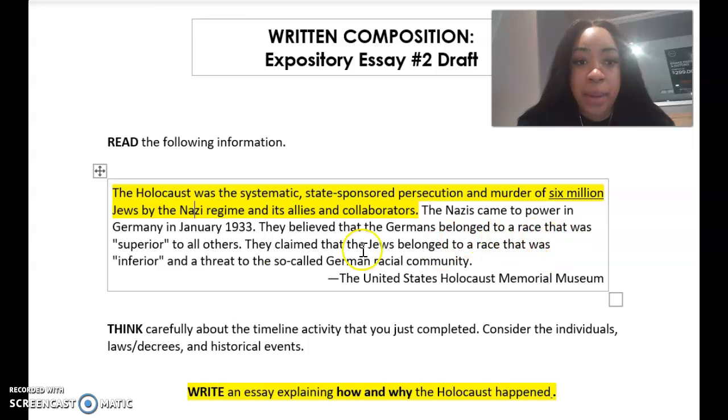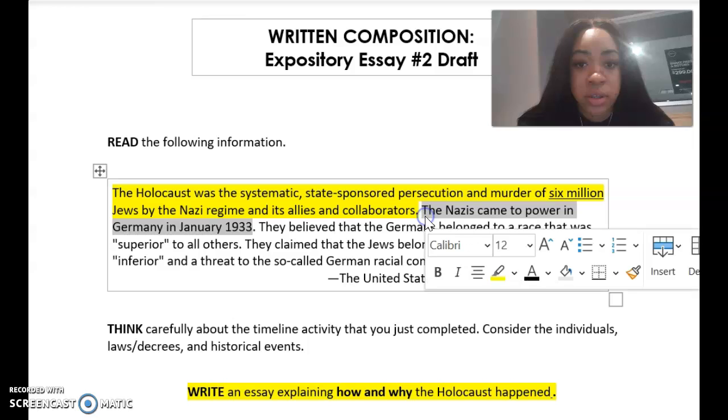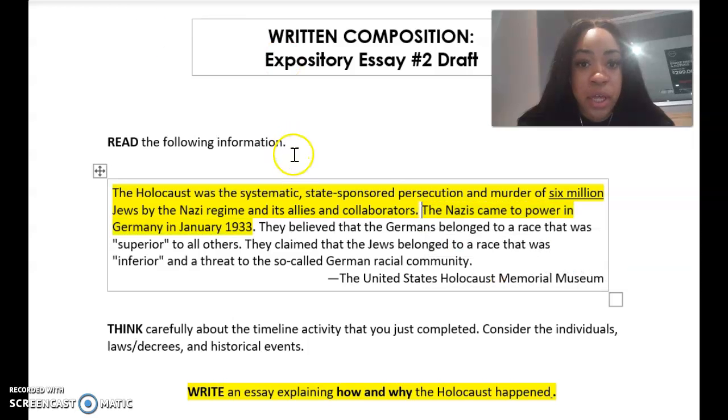Okay, the Nazis came to power in Germany in 1933. I'm going to need that as well. They believed that the Germans belonged to a race that was superior to all others. I'm going to underline Germany in 1933. They claimed that the Jews belonged to a race that was inferior and a threat to the so-called German racial community. And this is by the United States Holocaust Memorial Museum.